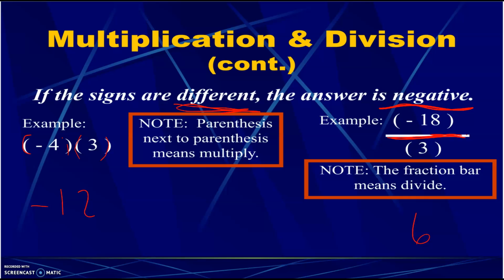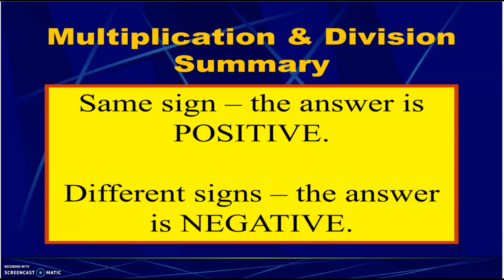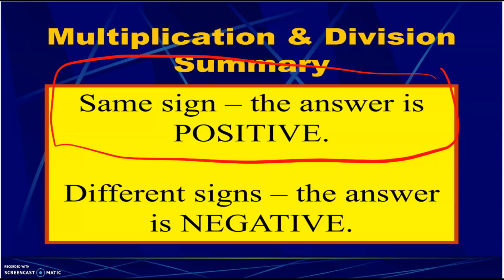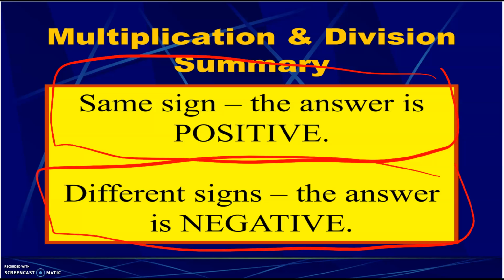Now we're going to look at the signs. We notice that we have a -18 and a +3. So since the signs are different, it's a negative answer. So essentially, when you're dealing with multiplication and division, if the signs are the same, the answer is positive. If the signs are different, the answer is negative. And that's the main thing to remember.